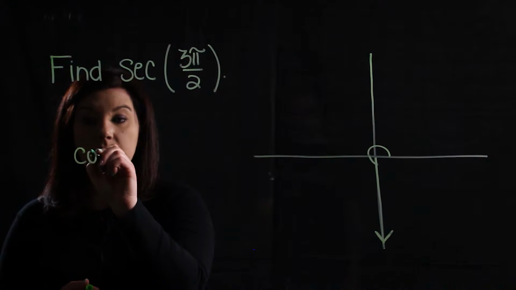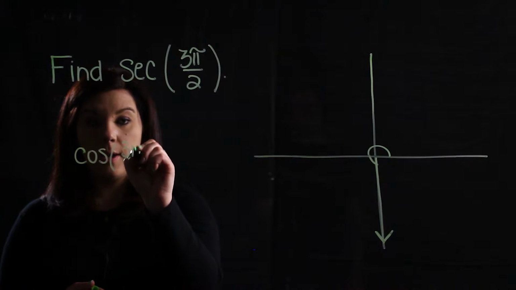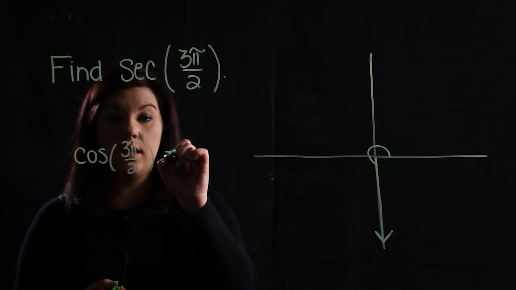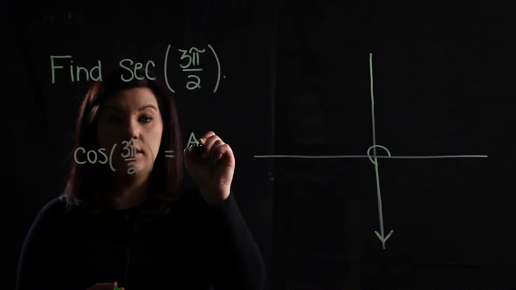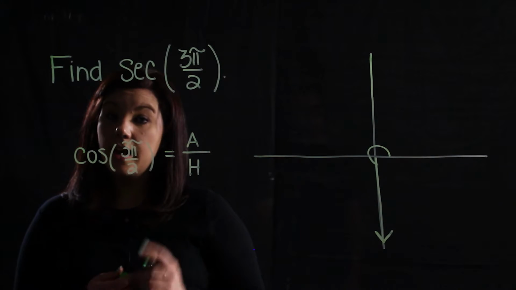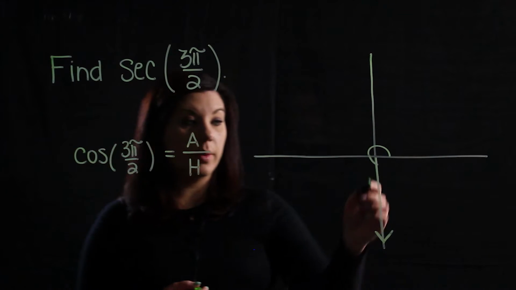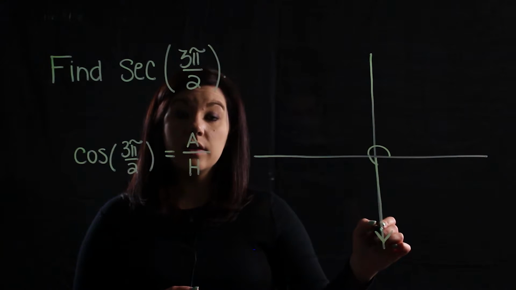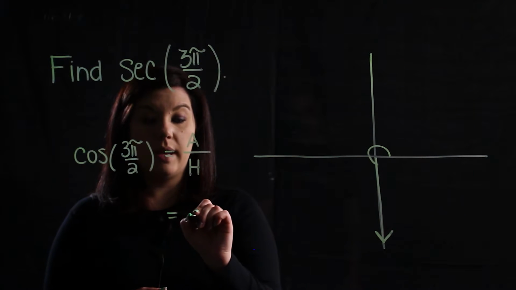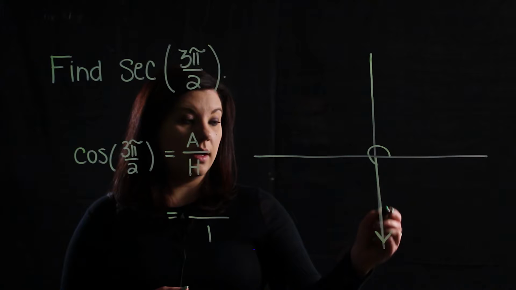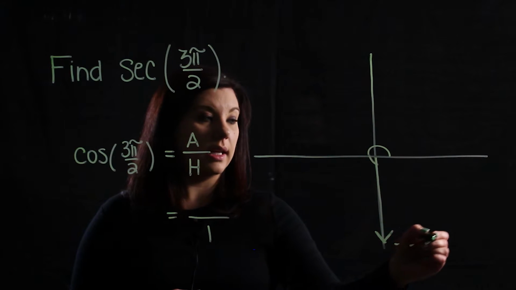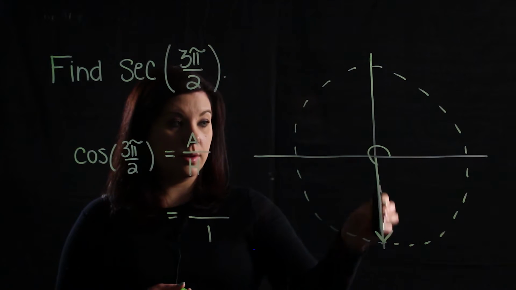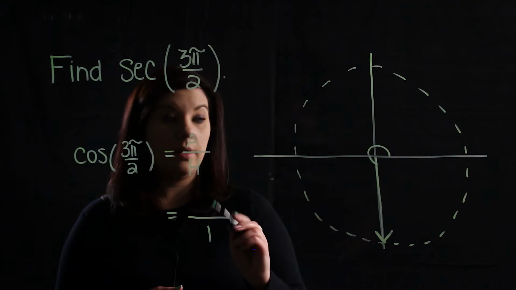So the first thing that I am going to think about is what is the cosine of 3 pi over 2? Remember that cosine is adjacent over hypotenuse. So let's think about what we have in this case. I have the hypotenuse, right? If it's laying right on the unit circle, that's a 1. So my hypotenuse is my 1 there. And if it helps you, think about your unit circle looking like this. So my hypotenuse is that 1 unit on the unit circle.